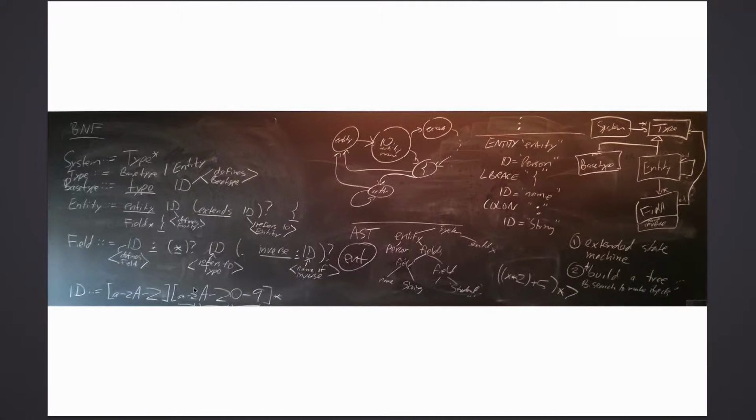IDs are defined by a regular expression. We haven't talked so much about them, but this means that first we have a letter, A through Z, lowercase or uppercase. Note that an underscore is not included, so underscores are not legal parts of identities here. And then the rest of it might be letters or numbers. So this defines the language that we want to use.